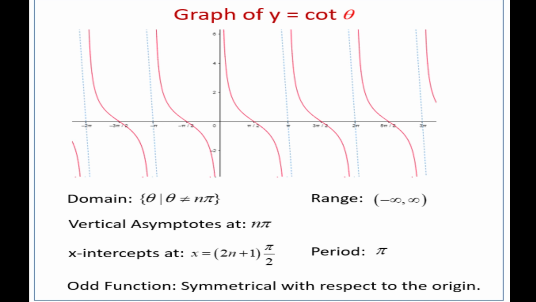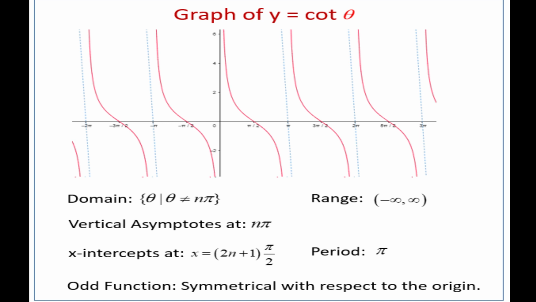Now in this graph, the blue dotted vertical lines are the lines which do not touch the graph of the cotangent function, and these lines are known as the vertical asymptotes of the cotangent function. These lines are at the points on the x-axis where the x coordinate is an integral multiple of pi. Therefore these lines are parallel to the y-axis and pass through the integral multiples of pi. Therefore their equation is x equal to n pi, where n is an integer.